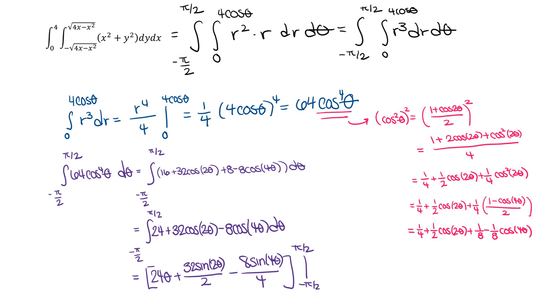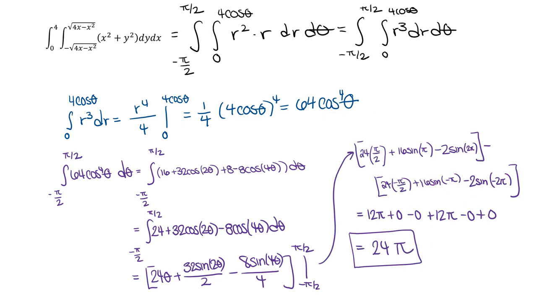So 24 theta, and then I get a 32 sine 2 theta over 2 minus 8 sine of 4 theta over 4. And then finally, we are almost done with this long problem. I'm going to finish by plugging in my bounds of integration. So I'm going to plug in the pi over 2 for all the thetas. And then I'll plug in the negative pi over 2 for all the thetas. And then finally subtract them.